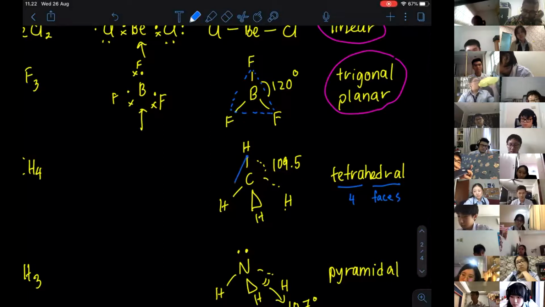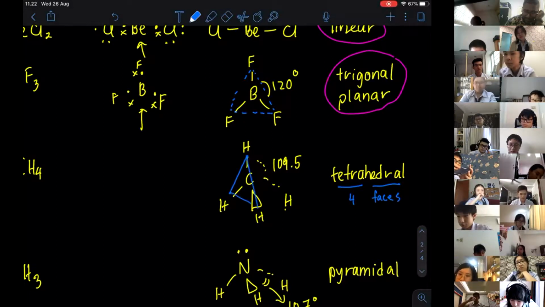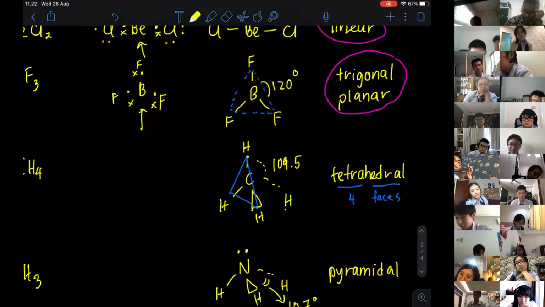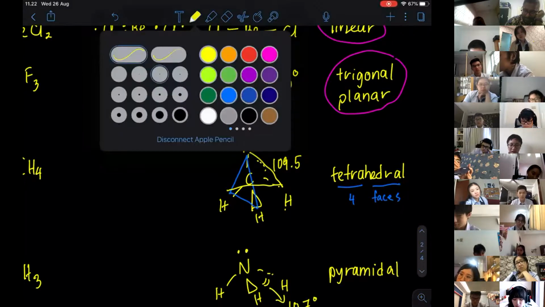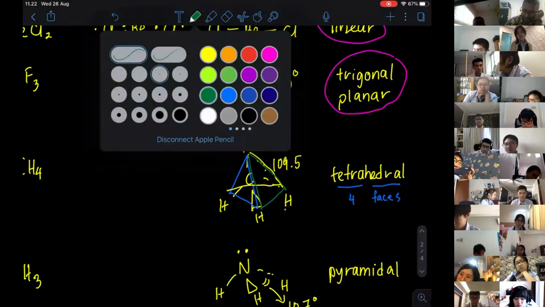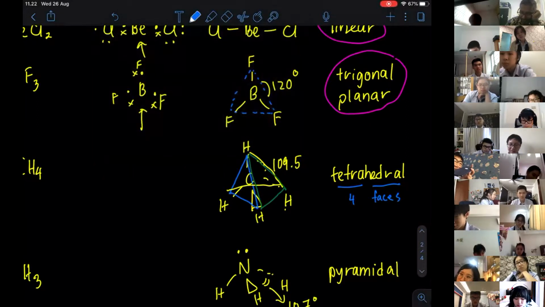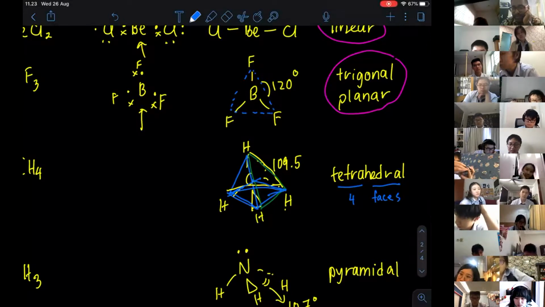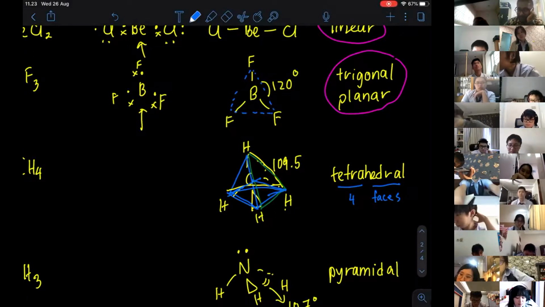Take from here, you put down to here, one face. Take from here, you put down, there's another face. Take another here, another face, 3 faces already. And the last one, 4. So it looks like a pyramid kind of face. There are a total of 4 faces.